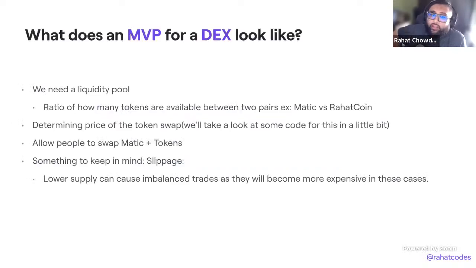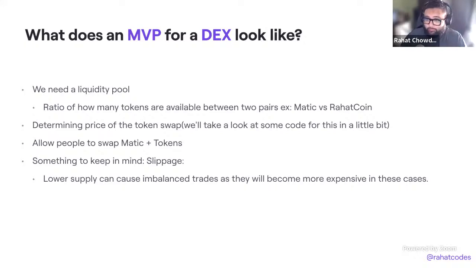So what does an MVP for a DEX look like? First off, we need a liquidity pool, right? This is a ratio of how many tokens are available between two pairs. For example, if we had Matic as well as Rahat coin, which doesn't exist, but might one day, you never know. What you would need is a certain amount of Matic in your pool and a certain amount of the Rahat coin. And let's say I wanted to get some Rahat coin, I would have to put in some amount of Matic into that Matic pool.